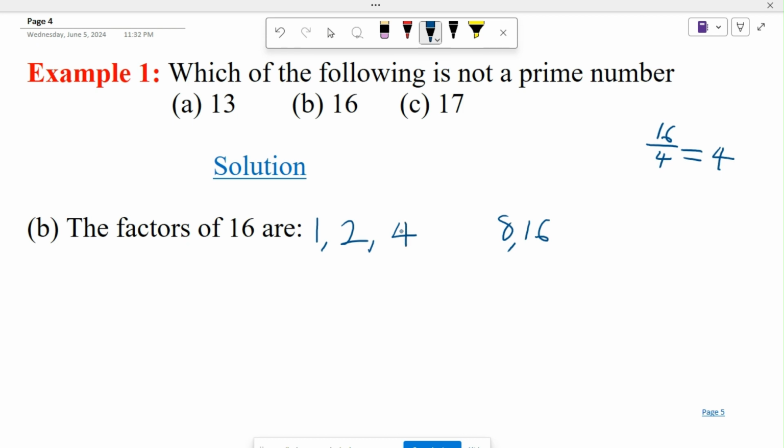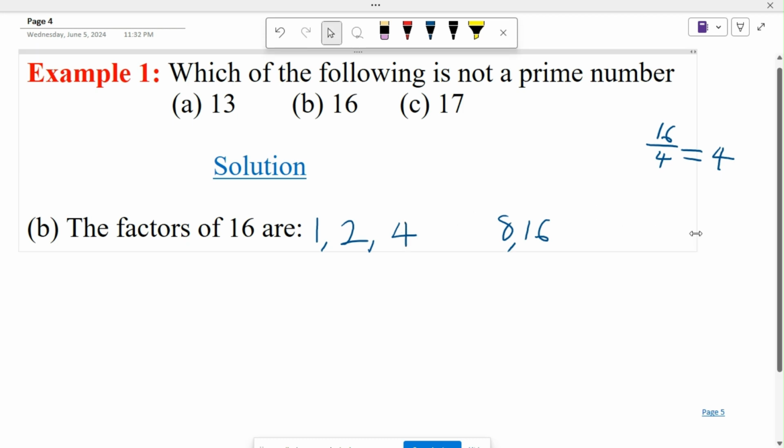All right. So if you attempt 5, of course, 5 is not a factor of 16. 5 cannot go. 6 cannot also go. 7 cannot go. Then the next one after 7 is 8. The 8 is already on our list. Then we know we have 1, 2, 4, 8, 16 as the factors of 16.